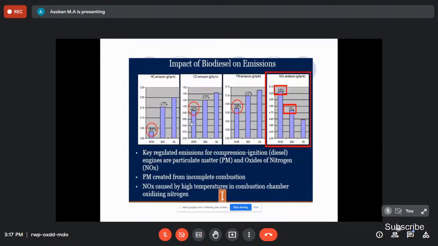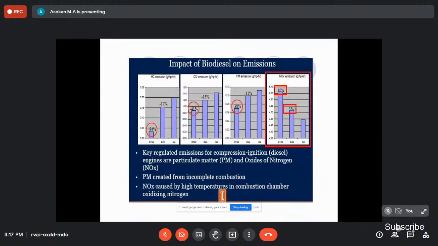For B20, it is 15% lesser than diesel. For HC, it is 17% lesser than diesel. For particulate matter, B100 is 38% lesser than diesel, and B20 is 11% lesser than diesel. The only drawback is NOx. If you are using biodiesel, it is 10% higher than diesel. If you are using B20, it is 3% higher than diesel. Why? Because of complete combustion, due to the temperature increase, the higher temperature. That's why the NOx value increases.